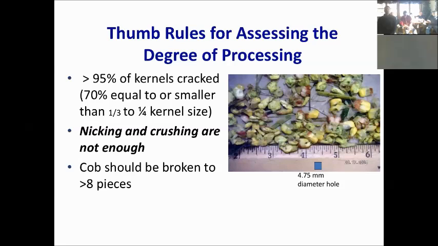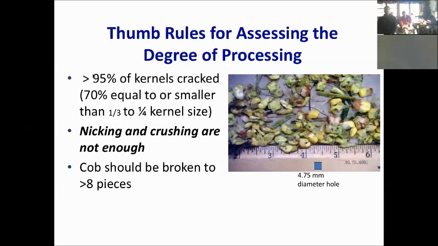I mean, within a day, you might be in the next field and you might not know whether you were processed well enough. So there are some thumb rules that you can use to assess the degree of processing. They're certainly not as accurate as the CSPS, but they are good thumb rules to use, lacking any other type of on-farm tool. And one of the recommendations that has been out for many years is that you probably want to see 90 to 95% of your kernels cracked or crushed.